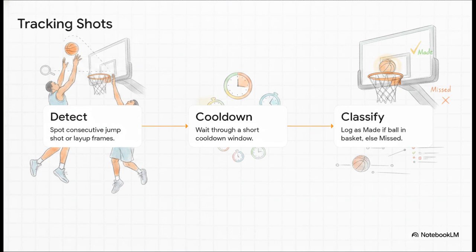Our event tracker automatically analyzes the play by looking for a sequence of visual classes. It spots consecutive frames of a jump shot or layup, marks the start of an event, and then waits during a short cooldown window. If the ball and basket class flashes on the screen before the window closes, it logs a made shot. If the timer expires in silence, it logs a miss.